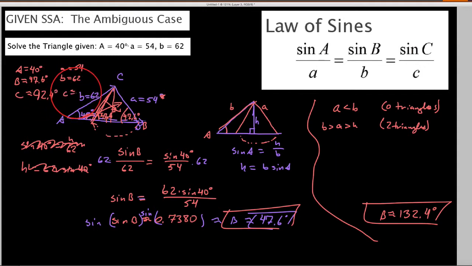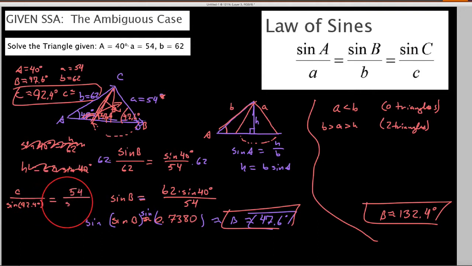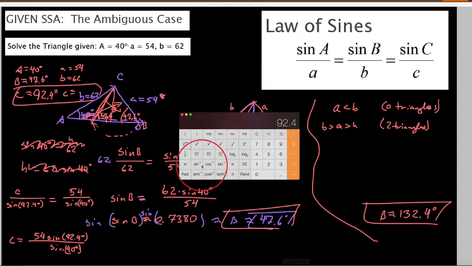And then we could set up the law of sines to solve for lowercase c down here. And actually, we could do that really quickly. Solving for lowercase c, put it on top. So c over sine of C, which we have now as a 92.4-ish degree angle, is equal to a, 54, over the sine of 40 up there, its opposite angle. And so c is equal to 54 times sine 92.4, over the sine of 40 degrees. We'll go ahead and solve for a value, at least.